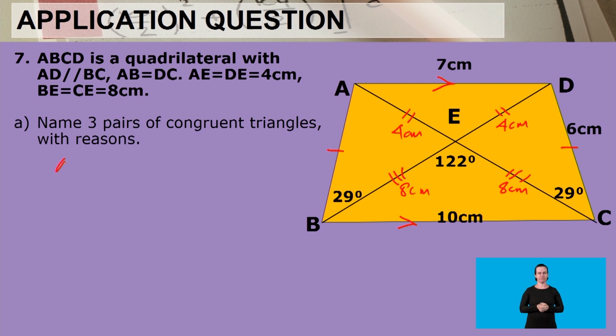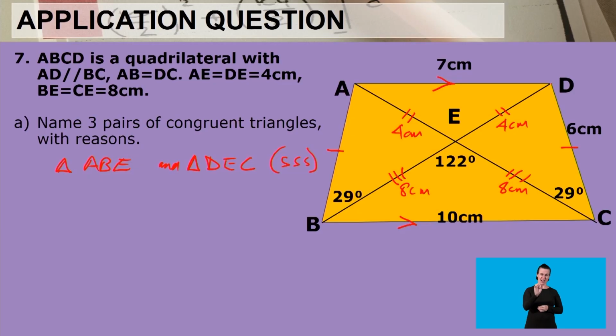So it's triangle ABE and triangle DCE. My reason for that is that I'm already seeing a sign: look at the markings. There are 3 markings on the triangle and 3 markings on the other triangle. So all the sides are equal. So it's side, side, side. Part 1 done. Let's look at the next pair of triangles that are congruent.